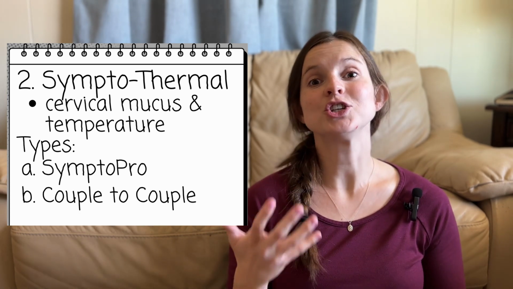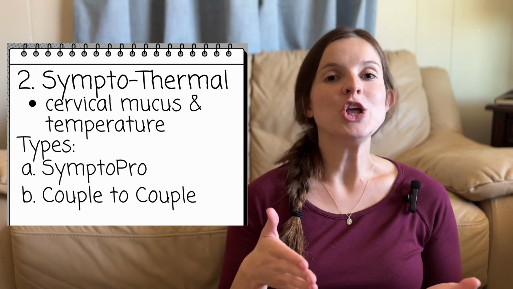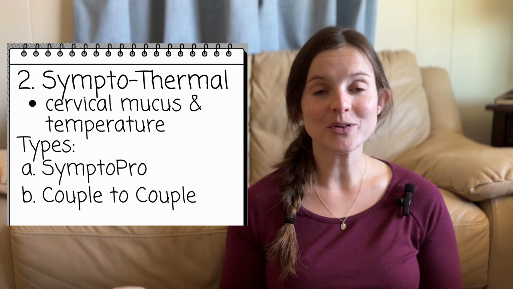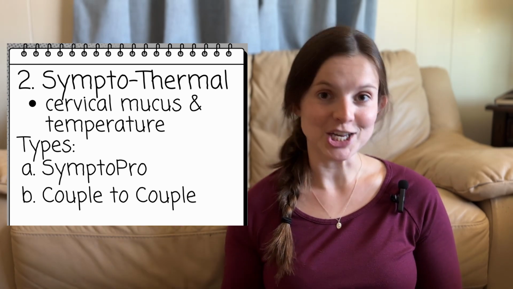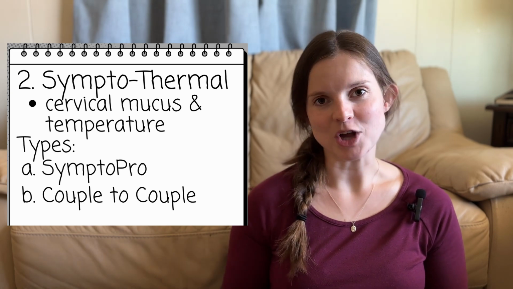And then in order to learn how to chart with Couple to Couple League, you do have to be a couple. So usually an engaged couple looking to get married and use this in their marriage, or an already married couple who is wanting to take this on. The one that I teach of the Sympto-Thermal methods is from Sympto-Pro. Sympto-Pro does teach single women and couples, and to be an instructor, you can be a single woman or you can be a couple teaching it.